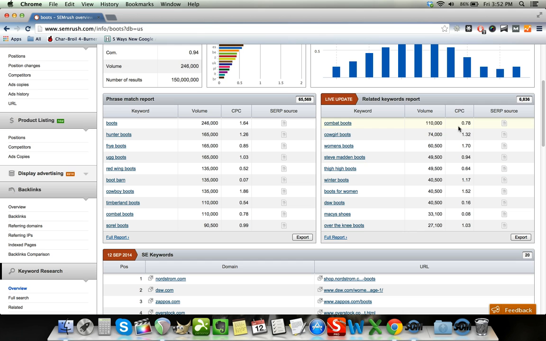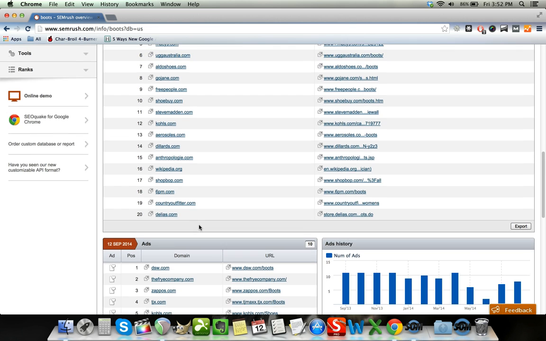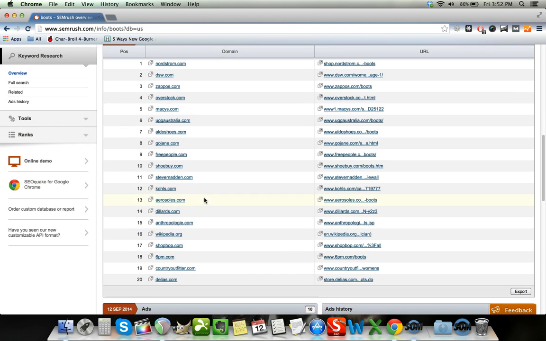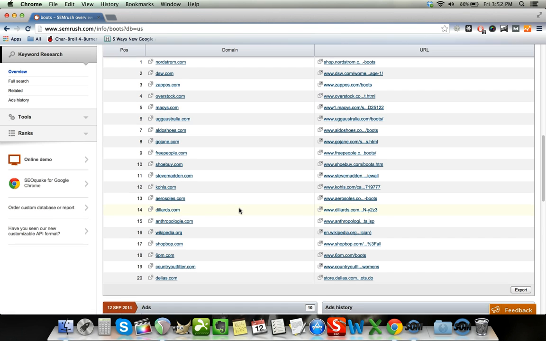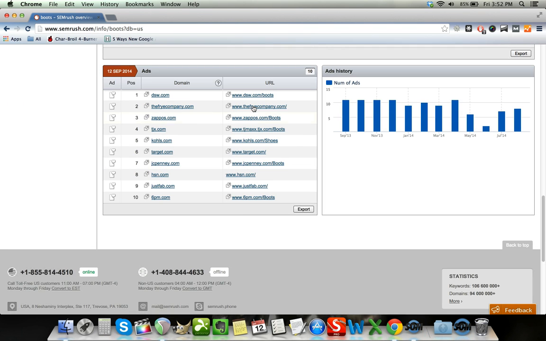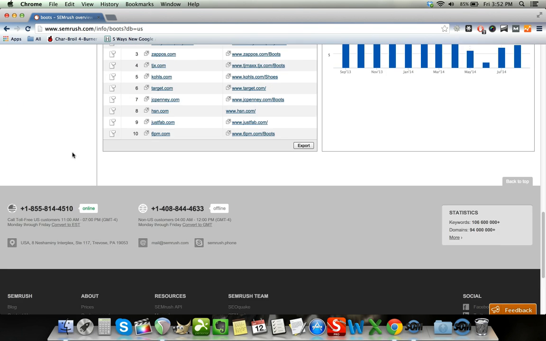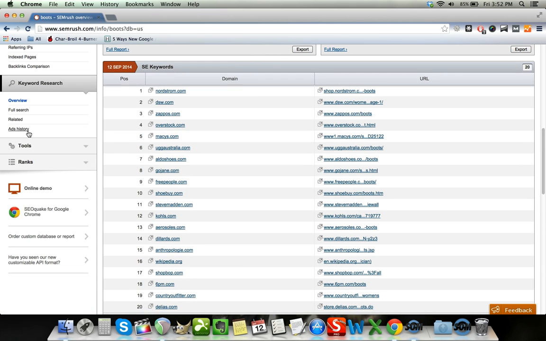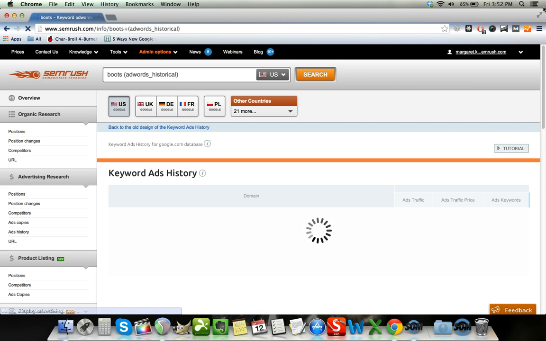Same here, combat boots, cowgirl boots, women's boots, all subsections of that gives you an idea of what people really want. We have the top 20 organic results here. Okay, we've got Nordstrom, DSW, Zappos, Overstock, and Macy's rounding out the top 5. We have the top 2 pages of ads down here, and we also have a very handy ads history report for the keyword boots.